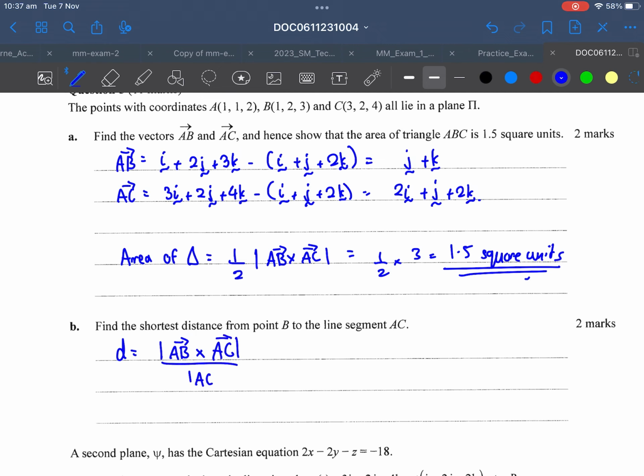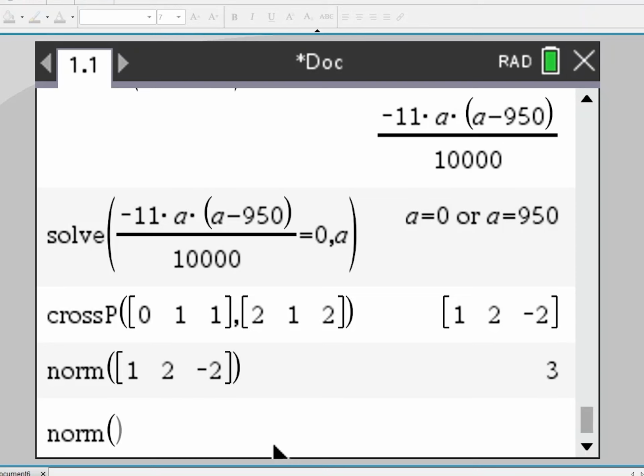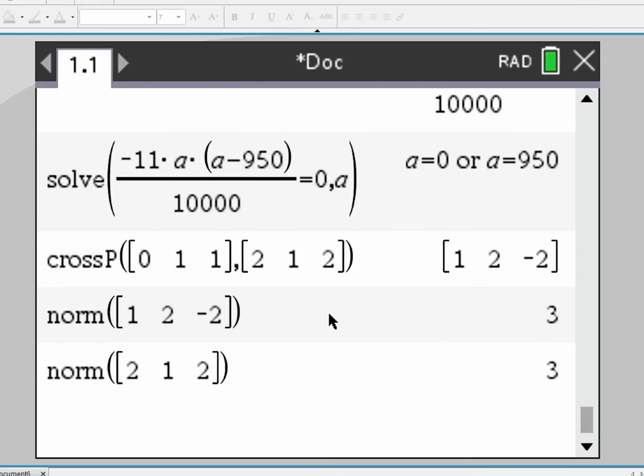So for our AB vector and AC vector, we already have the magnitude of AB cross AC, which is going to be 3 as calculated previously. And let us calculate the magnitude of AC. So the norm of this over here is also going to be 3. So our distance should be 1. So distance equals 1.